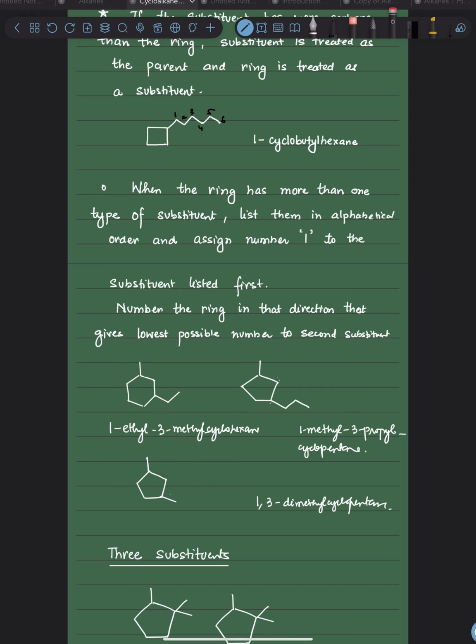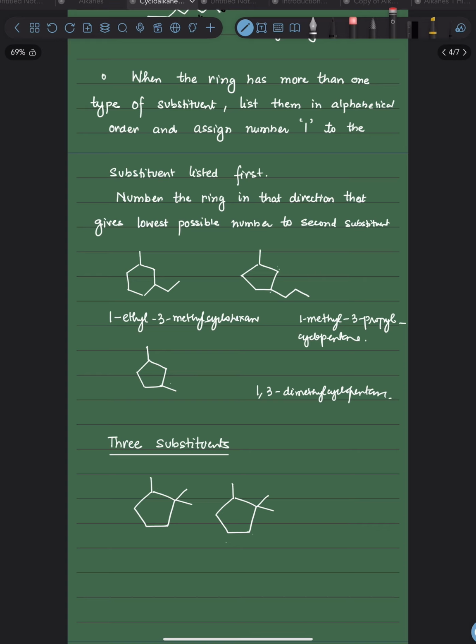Okay. Here we have two substituents. This is methyl and this is propyl. Fine. Now which one comes first as per alphabetical order? M. So M should get the least possible number of these two. So it would be 1, 2, 3, 4, 5. Cyclopentane. So this is 1 methyl and 3 propyl cyclopentane. This is how you should number it.